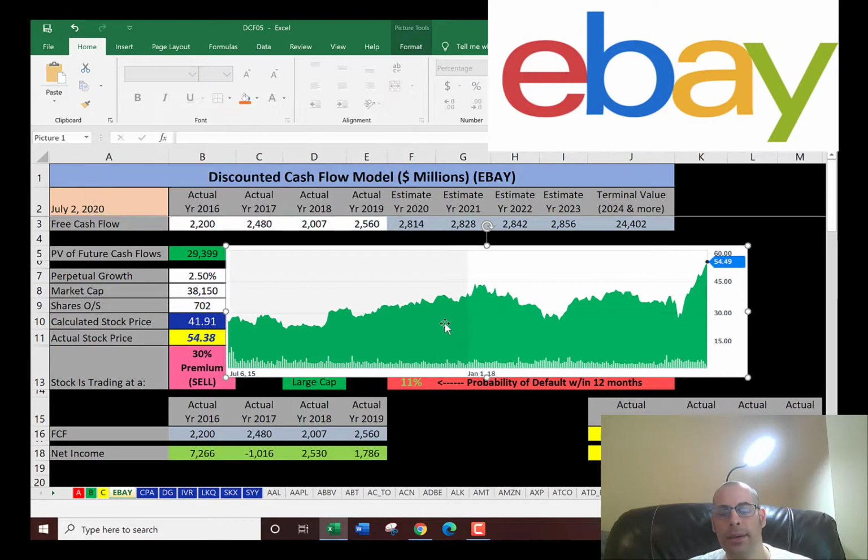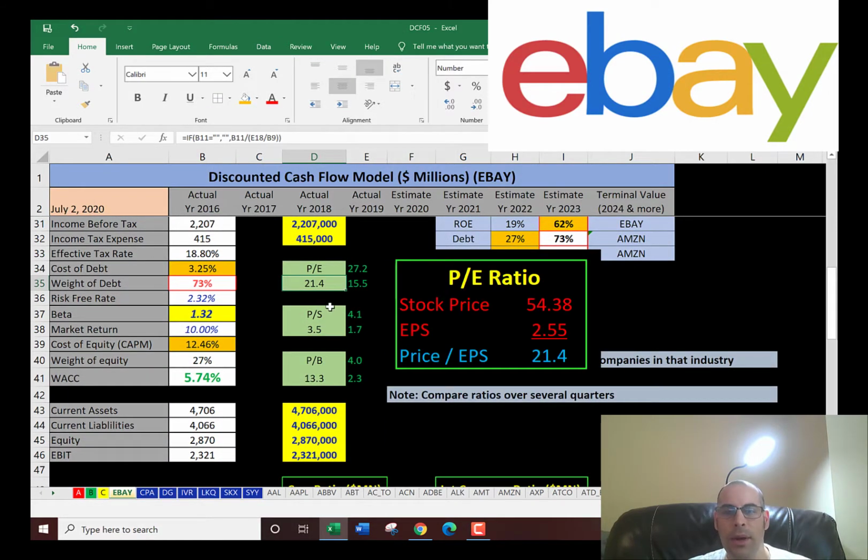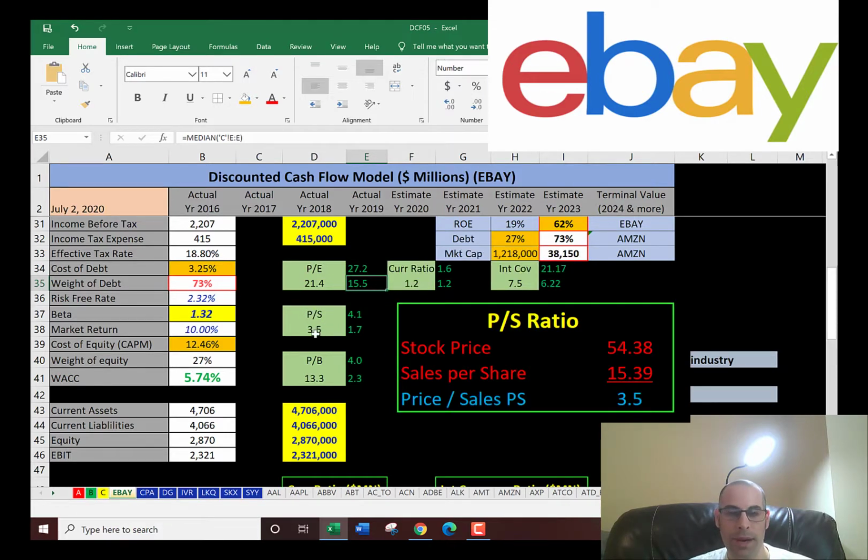Let's take a look at their financial ratios. They have a PE of 21. That's a little on the higher side. I like to see around 15 or lower. The average in the market is 27, and the median in the market is 15. Their price to sales ratio is 3.5. That's also a little higher than what I like. The average in the market is 4.1, and the median in the market is 1.7.